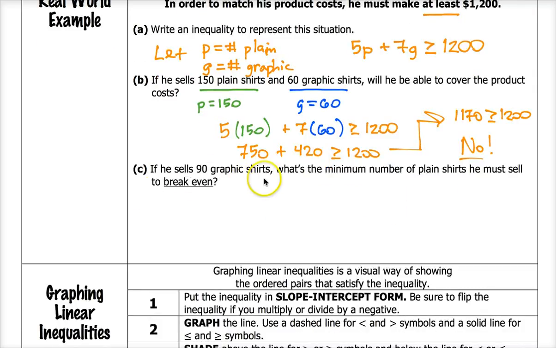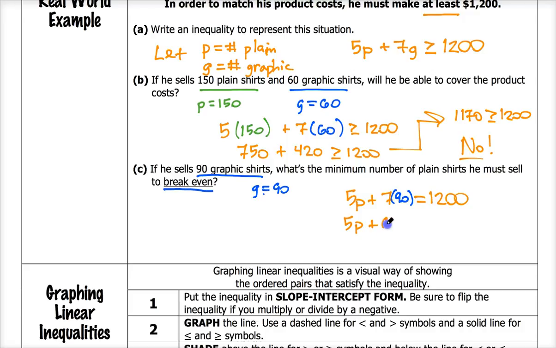Part C says if he sells 90 graphic shirts, what's the minimum number of plain shirts he must sell to break even? Break even means that his sales are equal to his total costs. So this just means we're going to take our inequality up here and we're going to make it an equation. 5P plus 7G equals 1,200. If these two sides are equal to each other, then his sales have equaled his total expenses and he has broken even, meaning he hasn't lost money nor has he gained money. This is saying that G is equal to 90. The number of graphic shirts equals 90, so I'll replace G here with a 90, and we will now solve this equation for P.